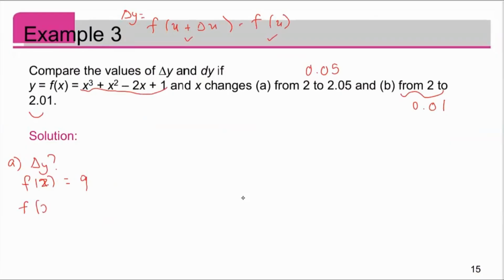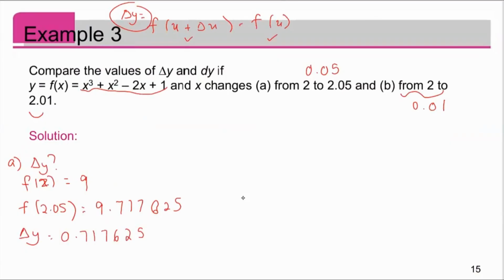2.05. Okay, so you do the same thing. You plug in the value 2.05 to this function, and you are going to get 9.717625. So if you want to go further, feel free to do so. And then from here, we can get the delta y. That is, just take this one minus this one. That will give you 0.717625. Right, so we get the delta y.